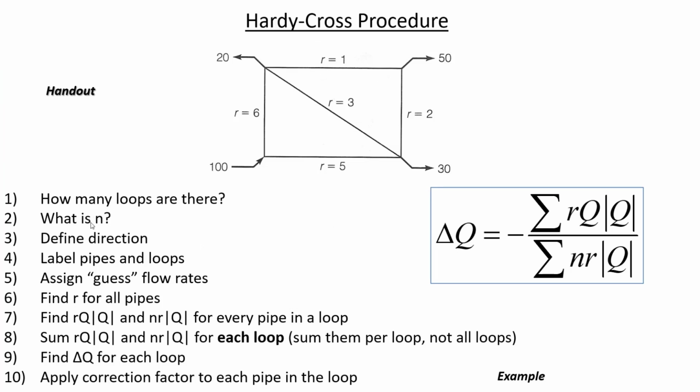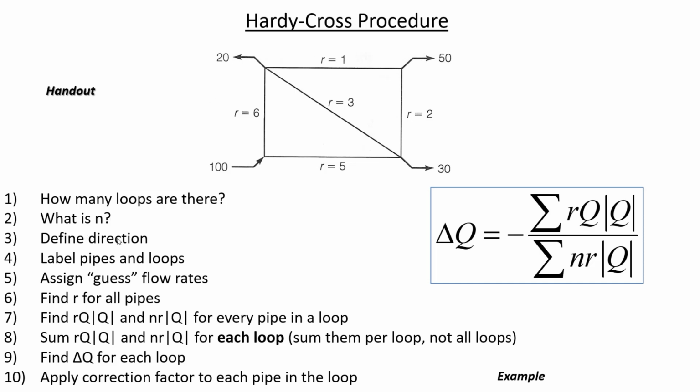The n value that is going to be used in this formula that's here boxed in blue, n refers to the friction loss exponent. For us, if we're using Hazen-Williams, it's 1.85. For Darcy-Weisbach, it's 2. We're going to use 2 for our example today and on Monday, because we're going to use the Darcy-Weisbach friction factor. So n is 2 for our purposes.